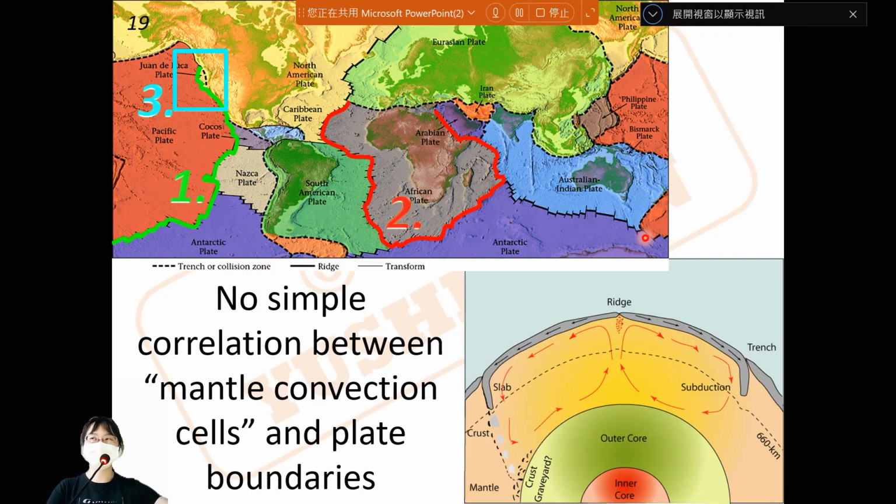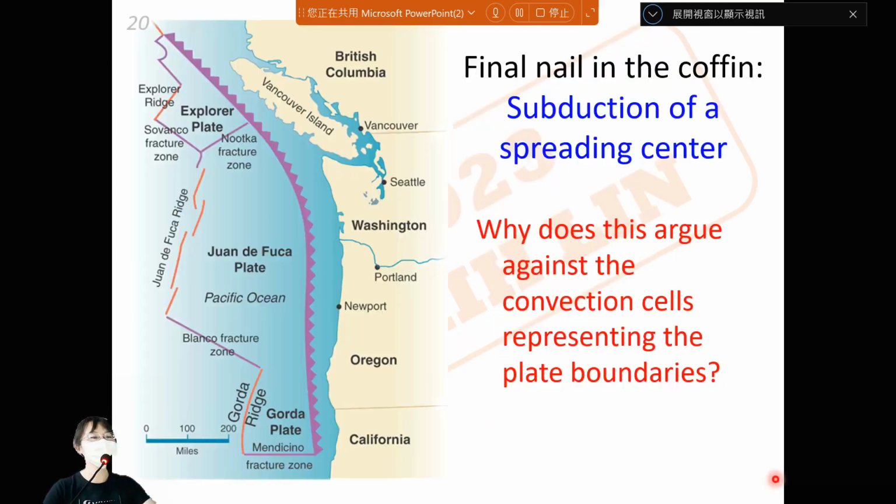That was in our assignment. We discussed whether there is a simple relationship between plate boundaries and the mantle convection cell. Because this is a very typical graph, it says the upwelling limb of the convection cell corresponds to the ridge, and the downwelling limb corresponds to the trench or the subduction zone. This is so classical. It's deeply rooted in everybody's mind. But actually, there is no such simple relationship.